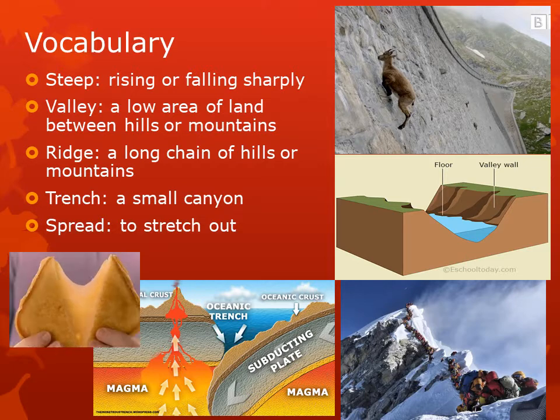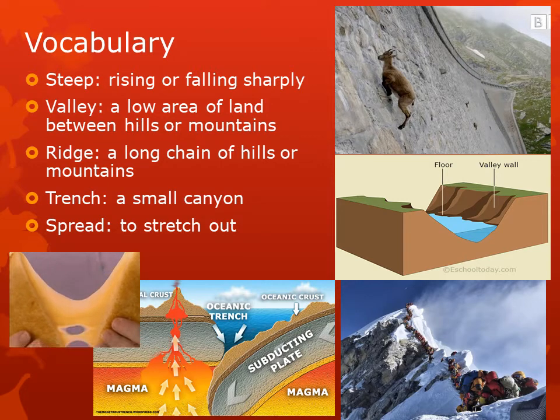A ridge is a long chain of hills or mountains. That bottom right corner is the ridge leading to the peak of Mount Everest. Now this was, I think, 2 or 3 years ago, when there were so many people climbing Mount Everest that they actually had like a traffic jam on Mount Everest, stuck on the ridge there. Not exactly a situation I would like to be in, if you ask me.